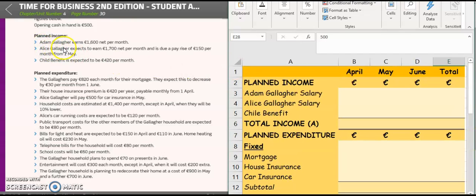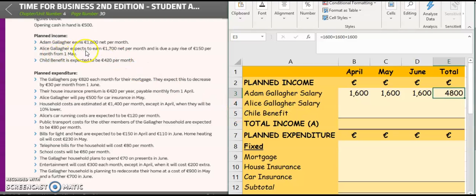Then let's have a look. So Adam Gallagher earns 1,600 net per month. So each month, Adam is going to earn 1,600. So we're just going to put that in for each one of his months, 1,600 for April, May and June, by Adam Gallagher's salary. And then we're going to add these 3 up. So in your calculator, you're going to put 1,600 plus 1,600 plus 1,600, and that's going to give you 4,800.